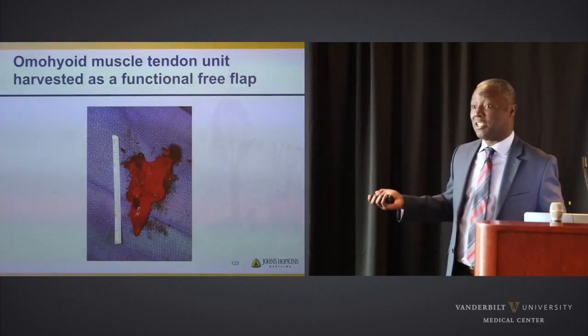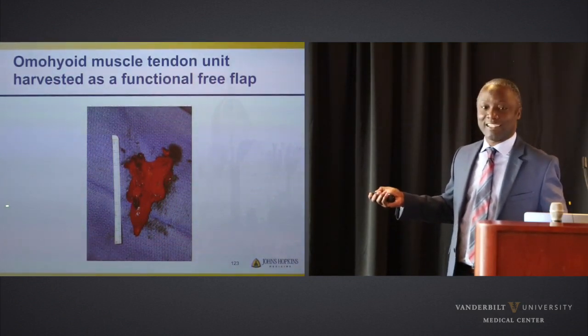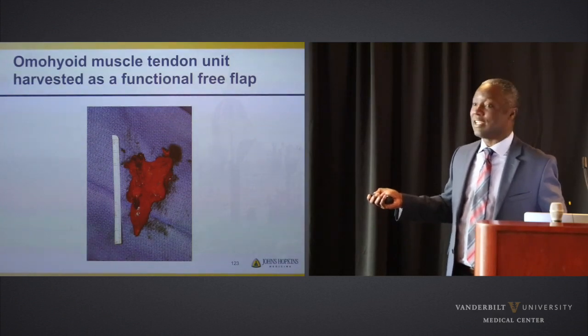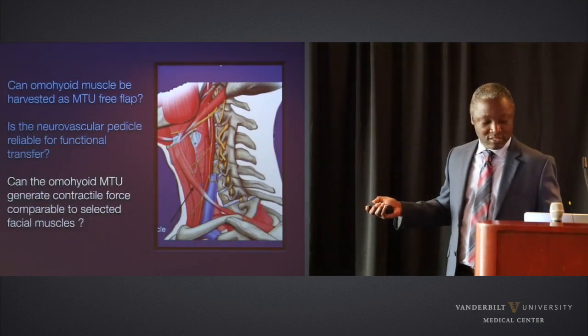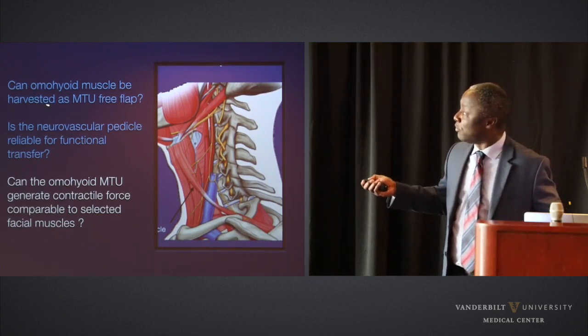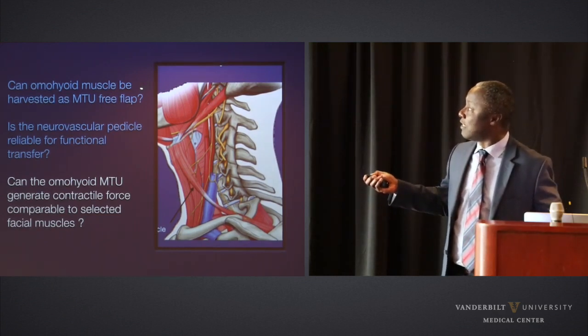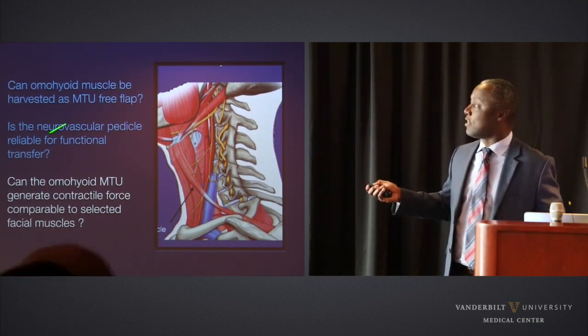And if so, can we actually take it in a real patient? And this is the first omohyoid flap that I did. Very small muscle, comparing this to a gracilis muscle. This muscle is comparable to most of the facial muscles. If you put the omohyoid muscle side by side to the zygomaticus major, it's about the same size. Okay, so we were able to answer the question, yes, it can be harvested as a free flap. Yes, it's got a reliable neurovascular pedicle.